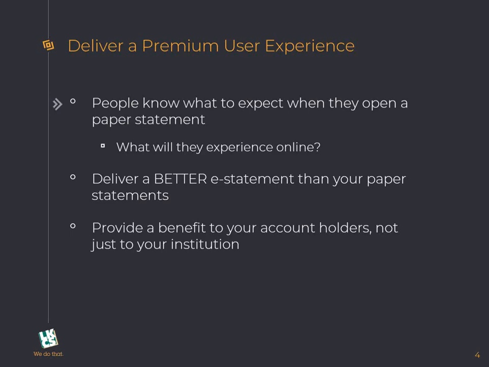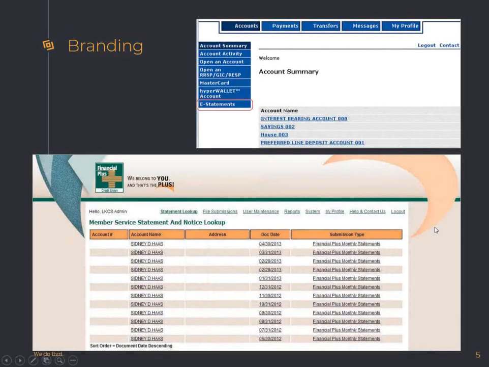So you need to deliver a better e-statement than your paper statements so that you can provide a benefit to your account holders and not just provide a benefit to your financial institution. So you begin obviously by looking for a solution that enables you to brand that solution, provide a little bit better looking experience than just kind of a generic appearance to the e-statement interface. So that's the first, I think, part of evaluating an e-statement solution.